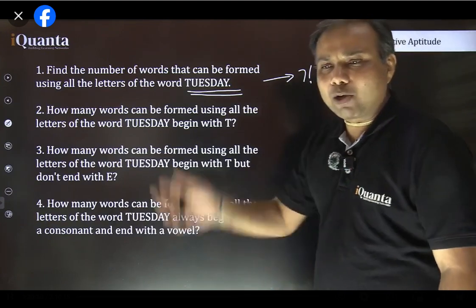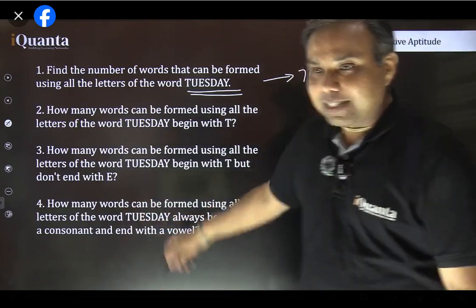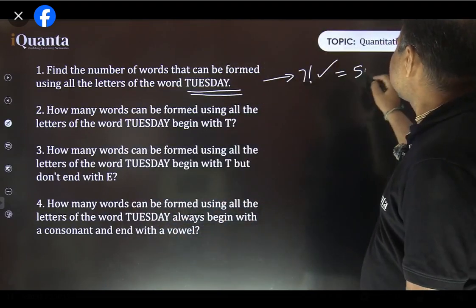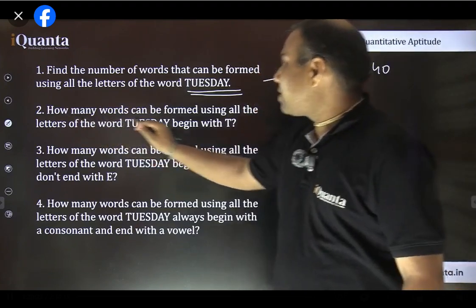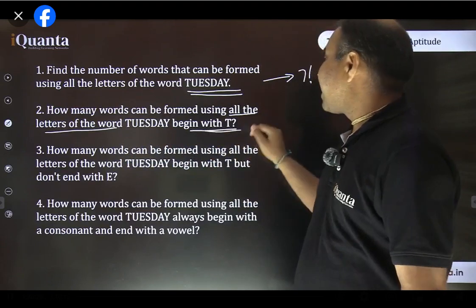No need to calculate the value, by the way, but you can multiply and find out. So this is the right answer. Okay, let's move to the next question now. Yes, 5040 is the right value. Next question. How many words can be formed using all the letters of the word Tuesday which begin with T? It must start with T.